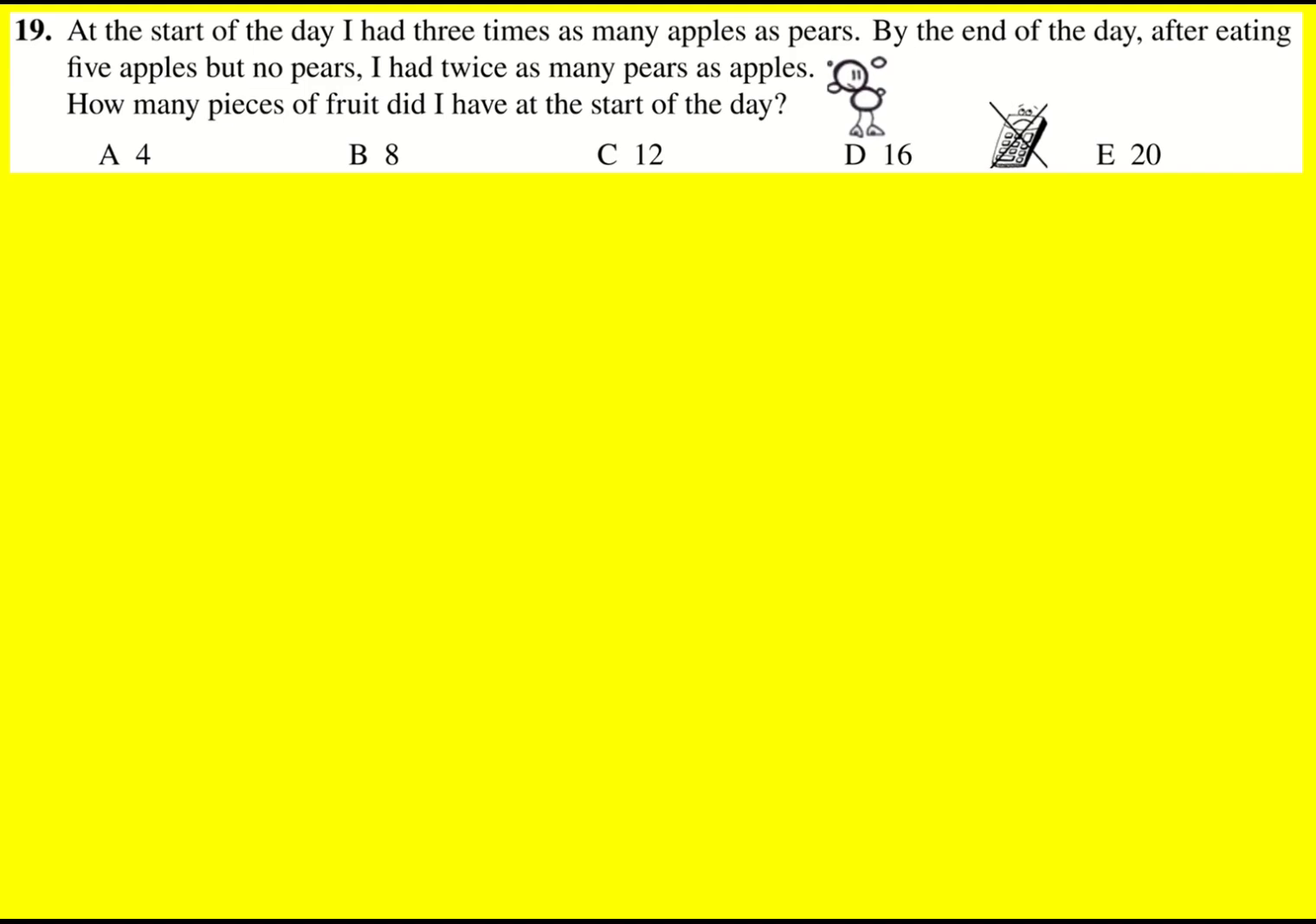I'm going to say that the number of apples that I have is A and the number of pears that I have is P. So at the start of the day, I have 3 times as many apples as pears. And that means that A is equal to 3P. By the end of the day, after eating 5 apples, so that means I'm going to have A minus 5 left, but no pears. I had twice as many pears as apples.